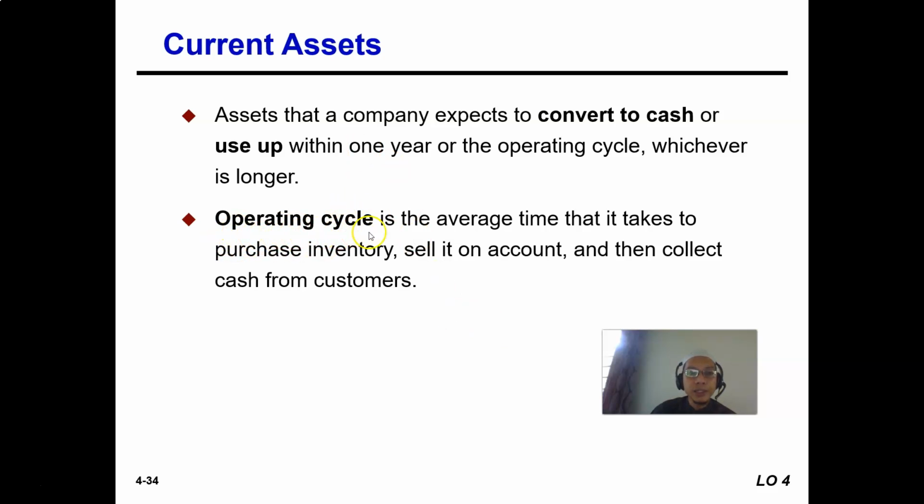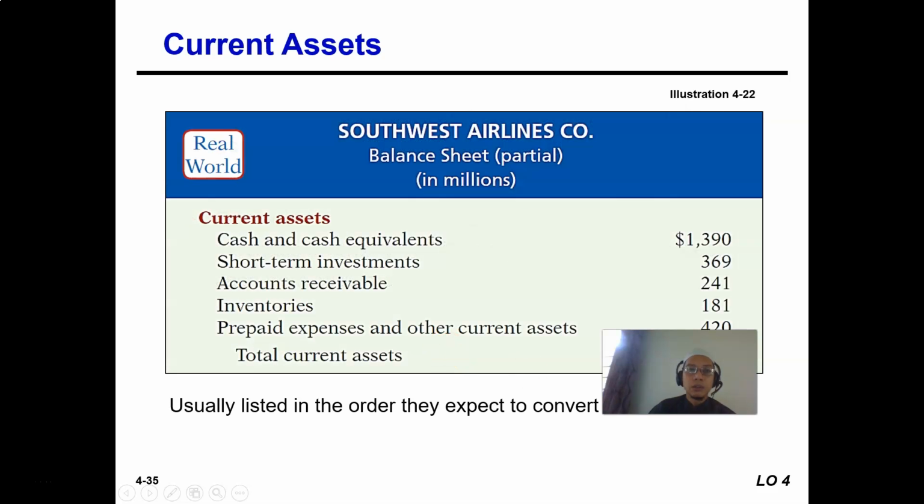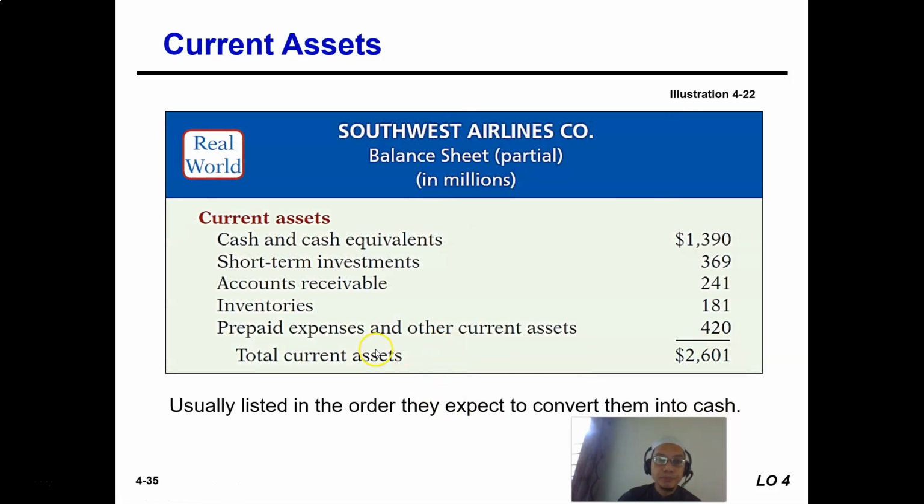It says here the operating cycle is the average time that it takes to purchase inventory, sell it on account, and then collect cash from customers. So these are the current assets. Usually they stay in order.